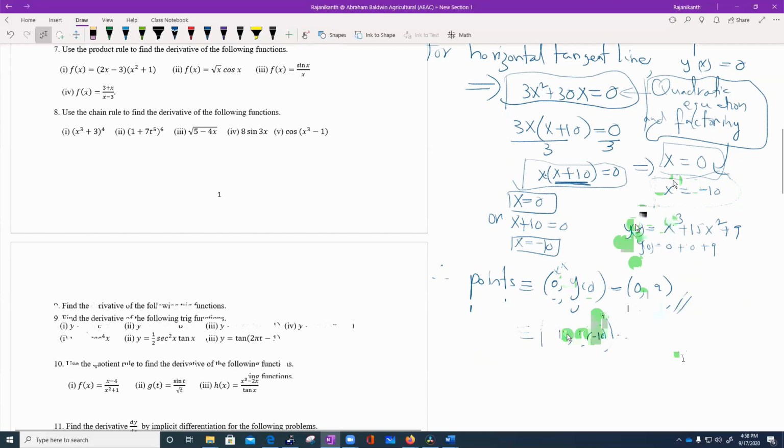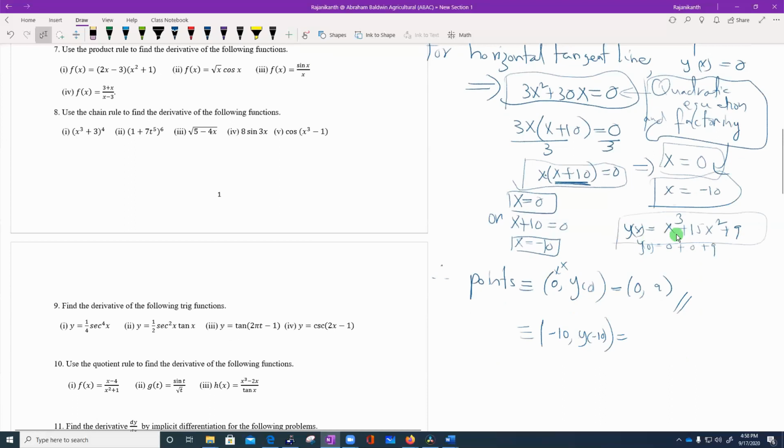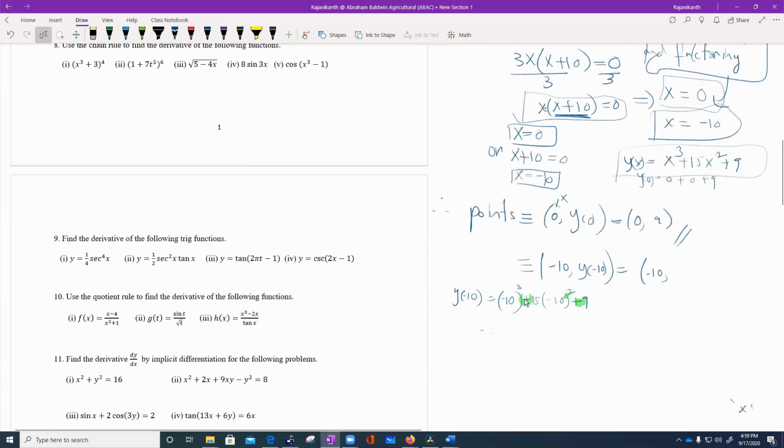So again, use the given formula and plug in negative 10 in place of x. So what is y of negative 10? Simply plugging in negative 10, y of negative 10 is negative 10 cubed, plus 15 times negative 10 squared, plus 9. Now take your calculator and simplify this. What do you get?